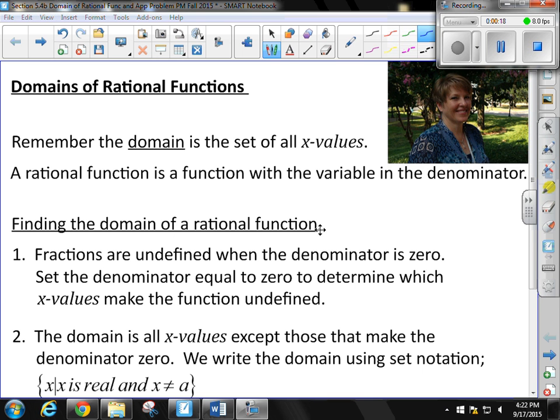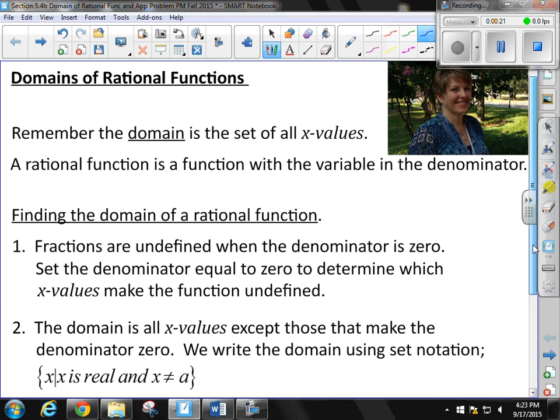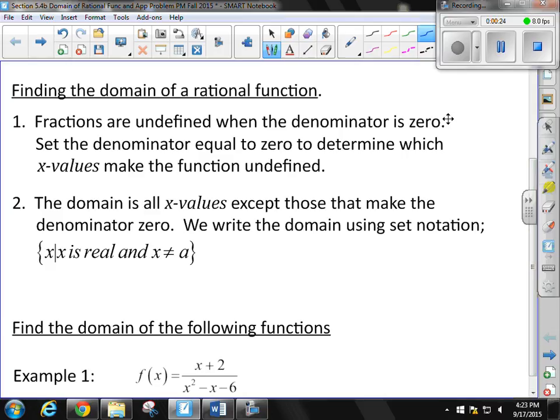When you're trying to find the domain of a rational function, you have to remember that fractions are undefined when the denominator is 0. So we are concerned with what we have in the denominator, and we want to make sure that it's not equal to 0. So to find those values, we set the denominator equal to 0 to determine which values make the function undefined. In step 2, the domain is all x values except those values we just found. So we write the domain using set notation, set of all x, such that x is real and x is not equal to a, being those values that make the denominator 0.